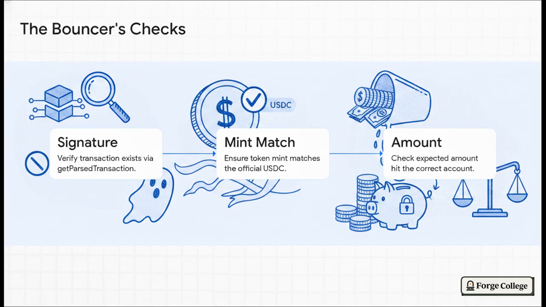And step 3 is amount and recipient. You gotta ensure the exact amount of tokens hit your expected merchant account, which you do by parsing the post-token balances array in the transaction data.